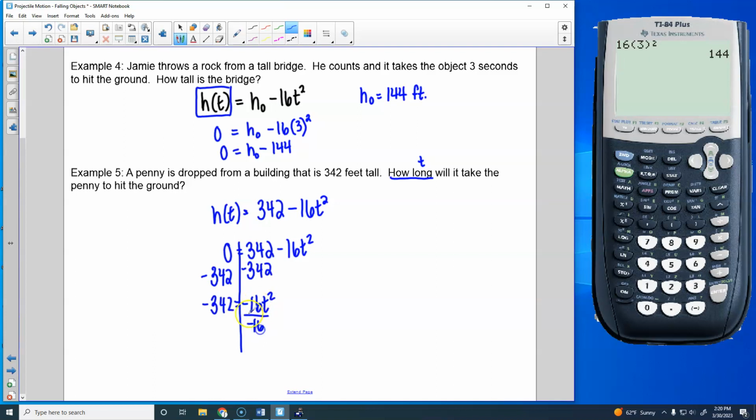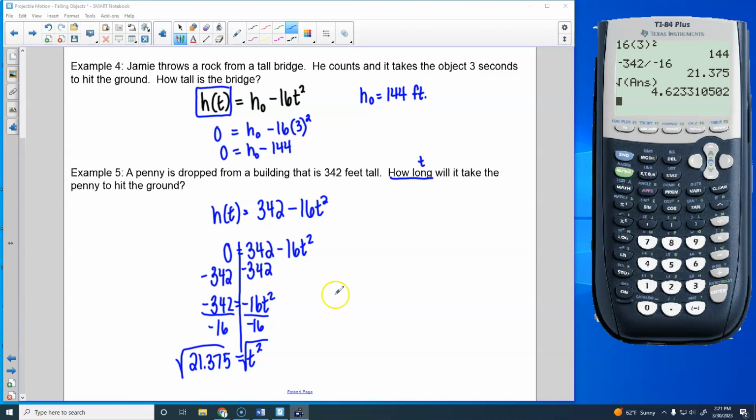Very good. And we're going to grab our calculator for that. Negative 342 divided by negative 16. It's going to be 21.375. And then what's the last thing we're going to do, Haley? We will square root here. And if we square root that number, we'll get 4.623.